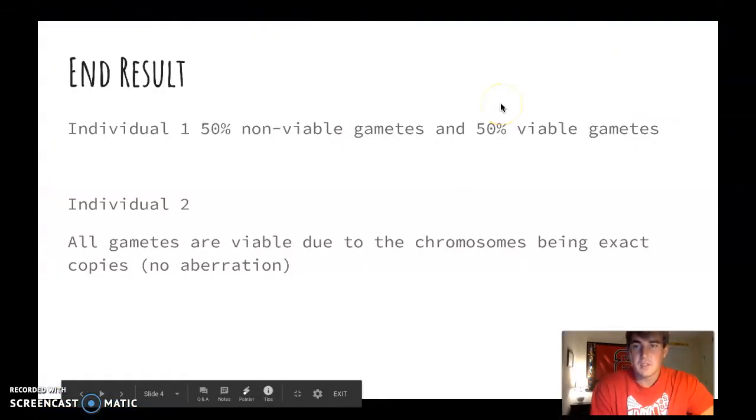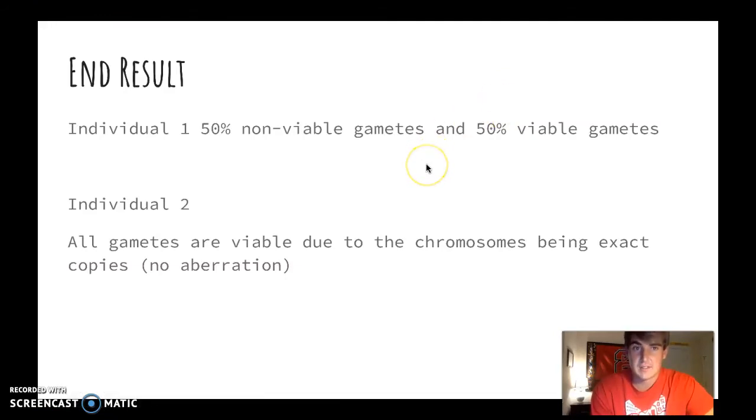So, the end result: we know that individual 1 would have 50% non-viable gametes and 50% viable gametes. In individual 2, all gametes are viable due to the chromosomes being exact copies, and there's no aberration.